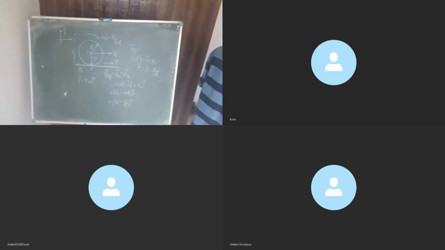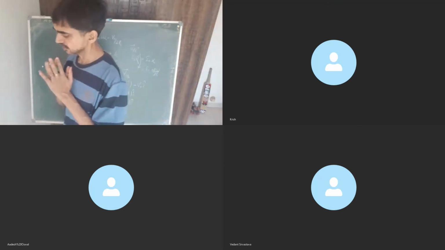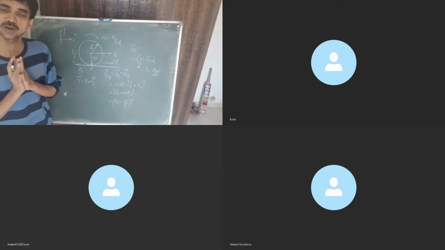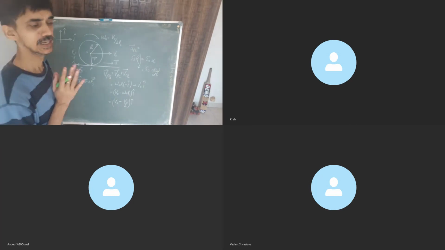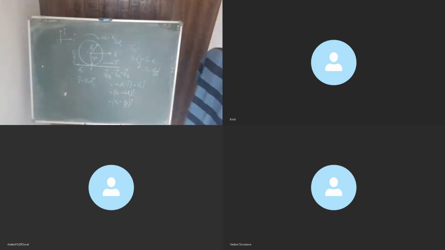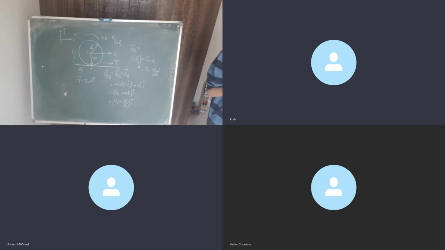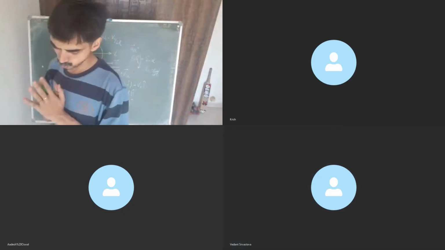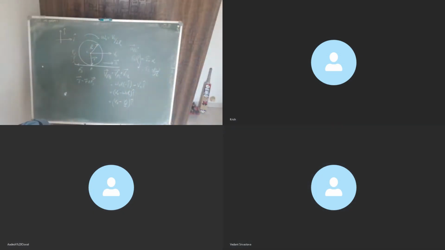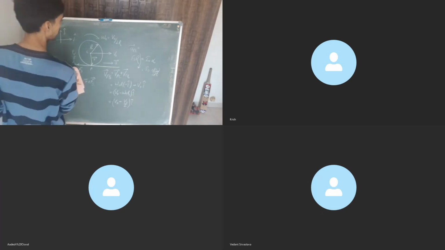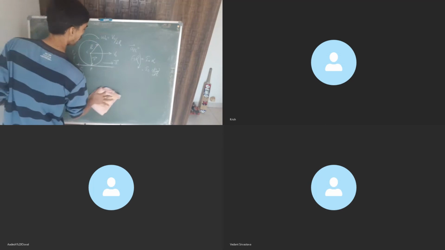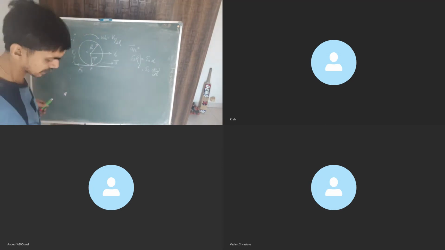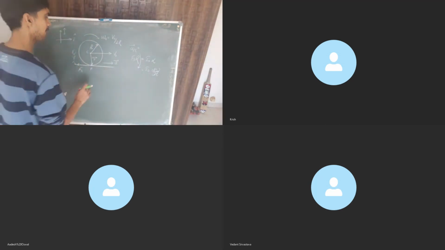Which equations am I hinting at? I'm hinting at the equation of translational motion and the equation of rotational motion. One is of the center of mass and the other is about the center of mass. Correct? So let me write the first one, which is for the center of mass. I'm writing the equation for the center of mass. Is it okay?